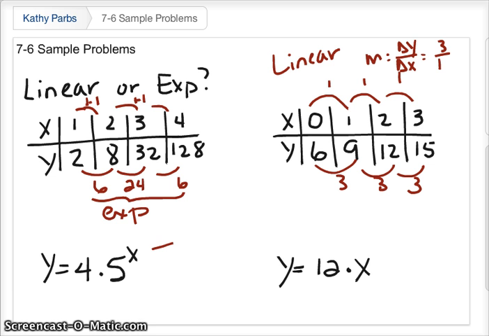In this example down here, the x is in the place of the exponent, so this would be an exponential equation. In this one, we have 12 times x. The exponent on the x would be 1. So since this is to the first power, we know that this is a linear function.